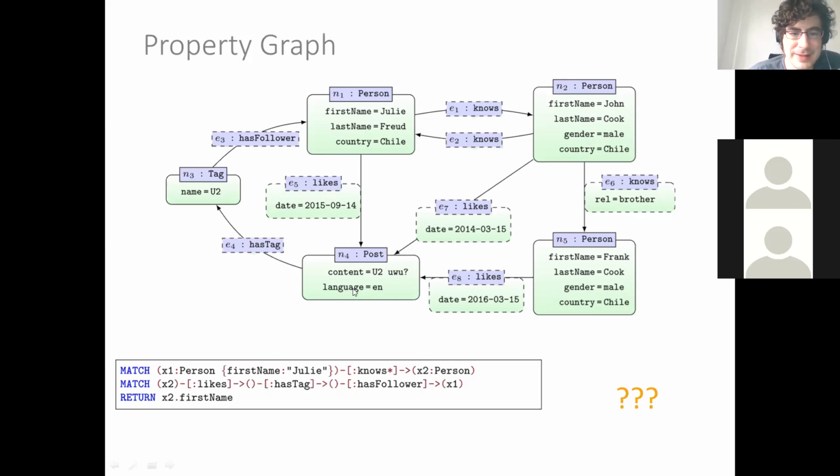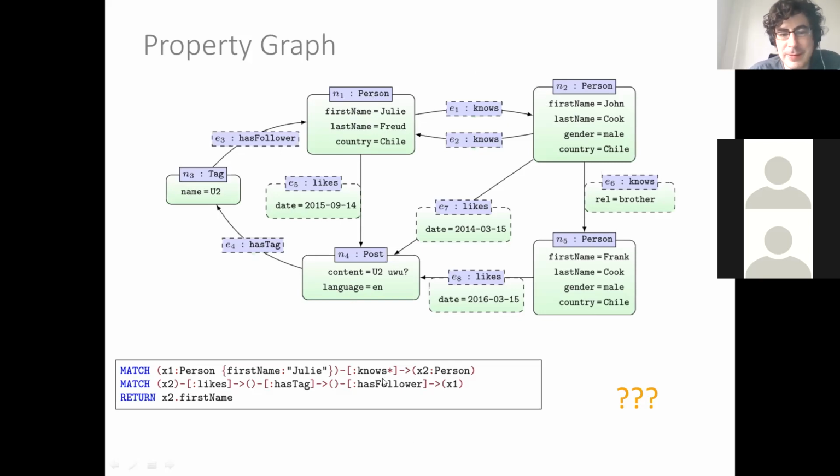Frank, does Frank like something that has a tag that has follower Julie? Yes, so Frank would also be matching N2. What about Julie? Julie knows John, who knows Julie, so x2 can also be Julie. Does Julie like something that has a tag that has a follower Julie? Yes, so we would actually get the first names of these second people, which would be Julie, John, and Frank.